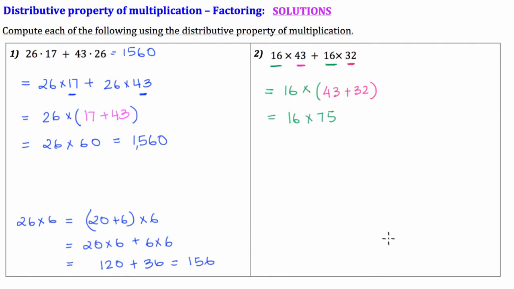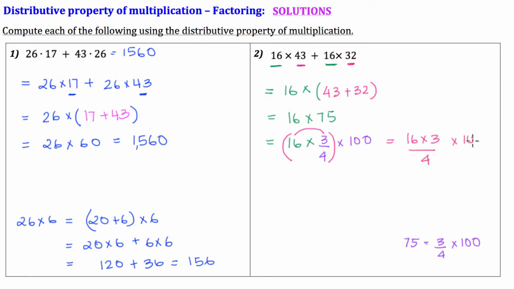I think of 75 as 3/4 of 100. So instead of writing 75, I am actually going to write 16 times 3/4 of 100. And now instead of doing 3/4 times 100, let's first do 16 times 3/4. To multiply a whole number and a fraction, we multiply the whole number by the numerator. So that's 16 times 3/4 times 100. And 16 times 3 is 48. So 48/4 times 100. That is 12 times 100. And that is equal to 1200.